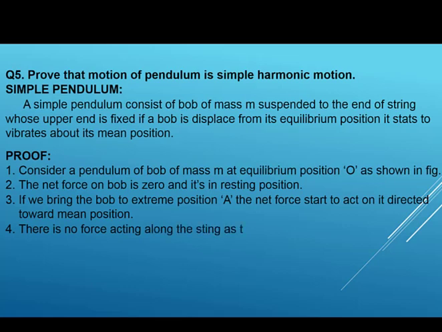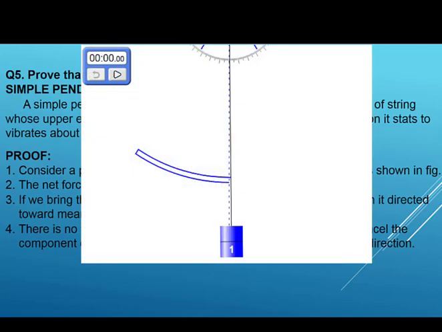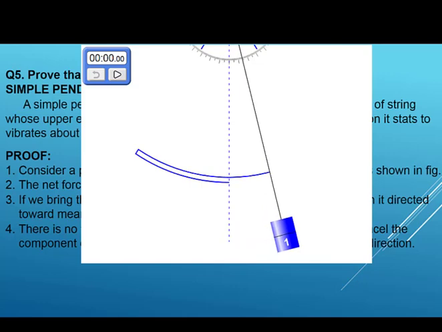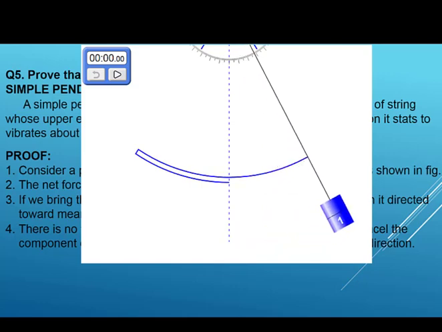There is no net force acting along the string, as the tension in the string cancels the component of the weight, mg cos theta. Now if we are talking about weight, the weight is acting vertically downward, but as we know, it can't move downward because of the tension in the string. This tension in the string will not allow the mass m to go downward directly.